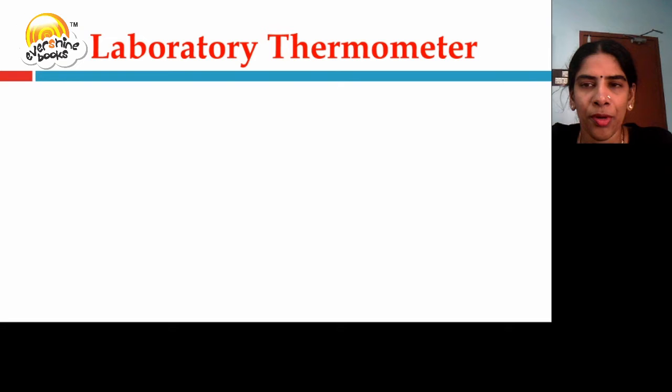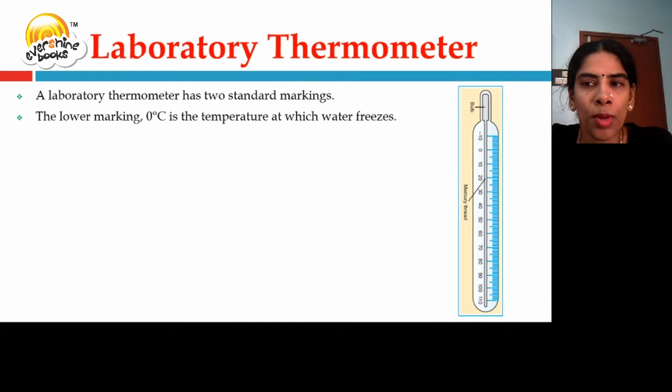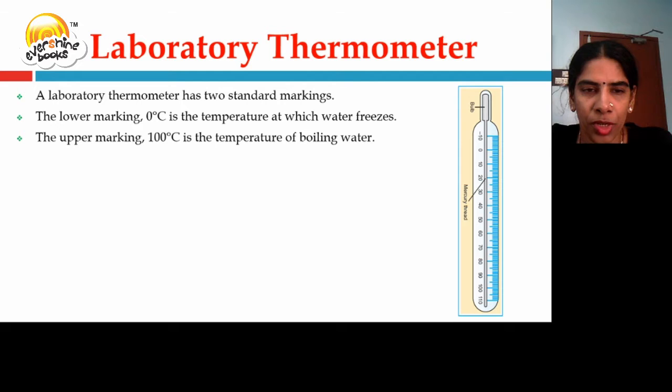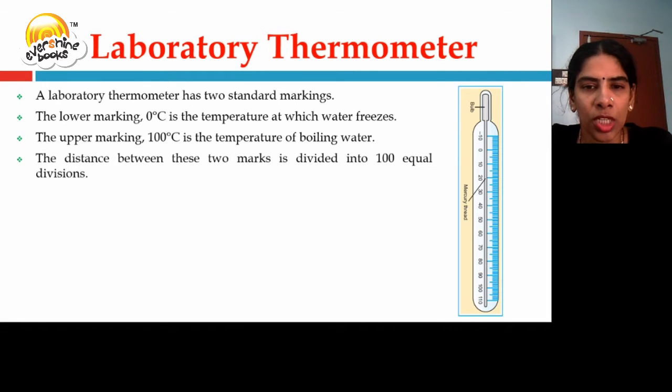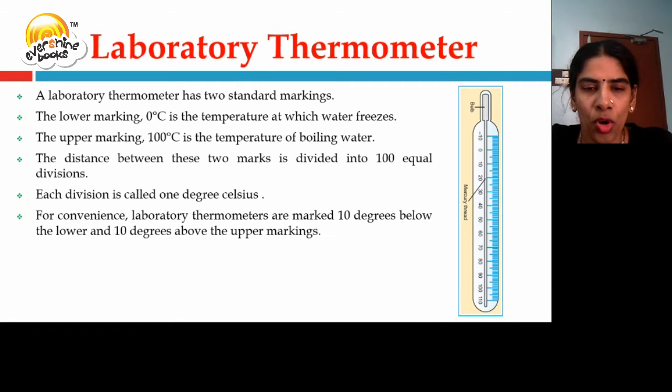Let us discuss the laboratory thermometer. A laboratory thermometer has two standard markings. The lower marking is 0 degrees at which water freezes, and the upper marking is 100 degrees to measure the temperature of boiling water. The distance between these two marks is divided into 100 equal divisions. Each division is called 1 degree Celsius. For convenience, laboratory thermometers are marked 10 degrees below the lower and 10 degrees above the upper markings.